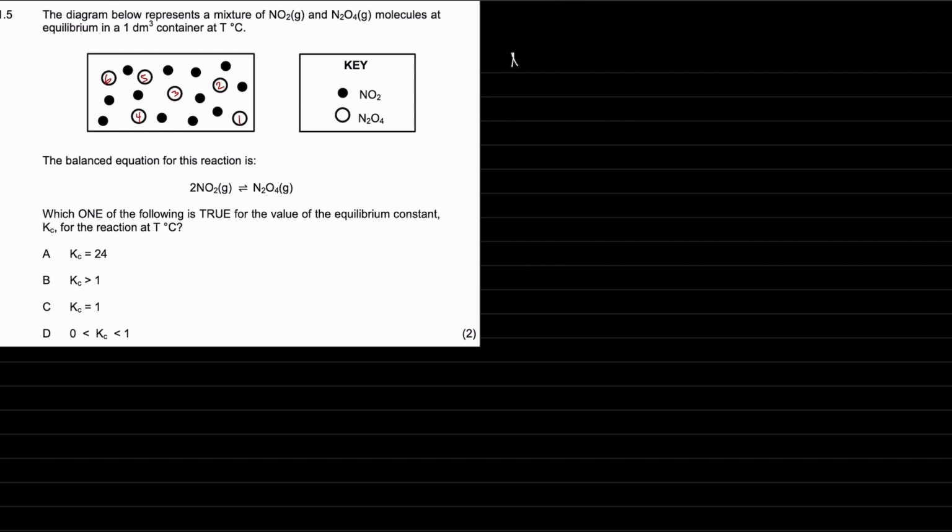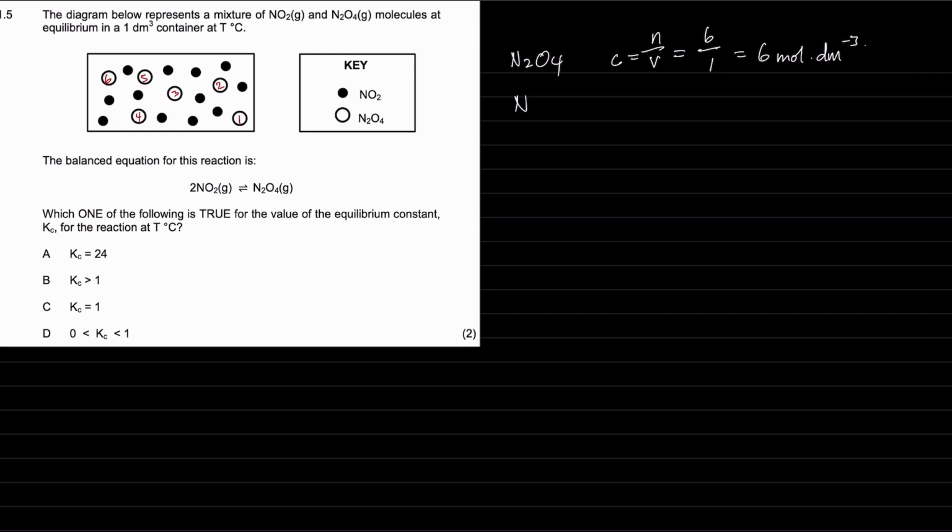So for N2O4, we can calculate the concentration. The concentration will be number of moles divided by volume. There's 6 and the volume is 1. So that's 6 moles per dm cubed.